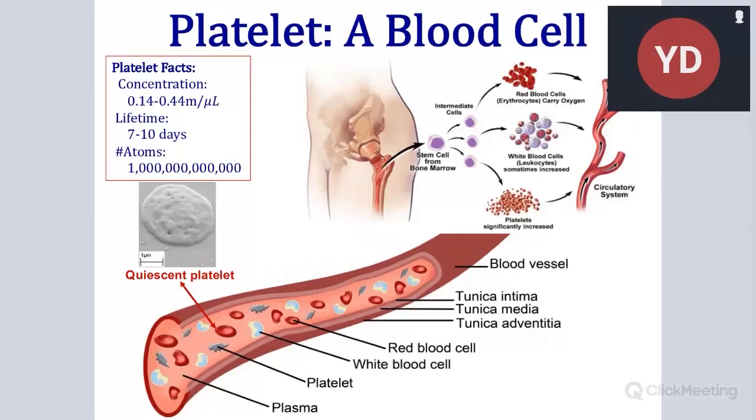And a typical platelet is generated from bone marrow, I don't know if you can see my pointer, and has a typical lifetime of a week to 10 days. During that approximately week-long period, the platelet does a fantastic job to sustain or support life, and it can actually destroy life if it doesn't do the right thing.